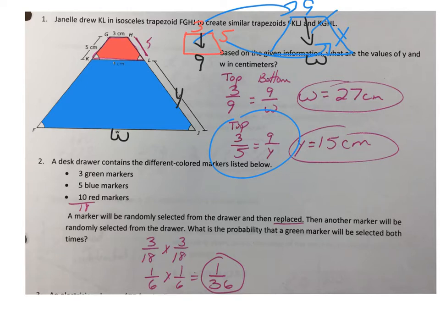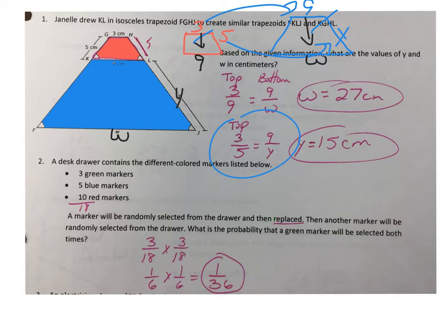Number 2, careful with the probability problems. Now probability, you do a total, get that total, and there's 18 markers. It just says a probability of a green marker both times. So a green and then replacing it, which is the important part, and getting another green.